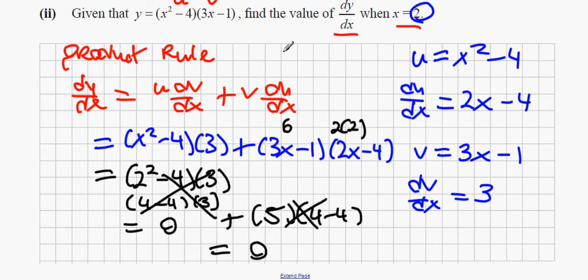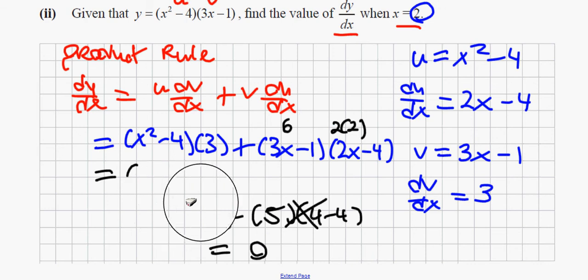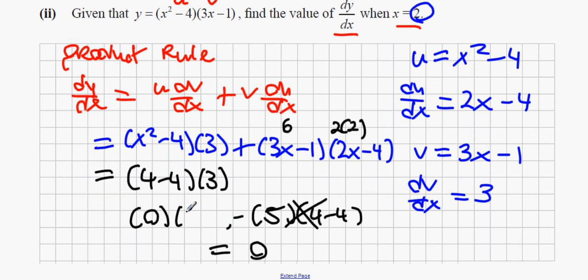Okay. Now it'd probably be a good idea just to make sure that you show y is equal to 0. Okay, so basically 4 minus 4 equals 0, times 3 minus 5 times 0 equals 0. Okay, so that's when x equals 2.